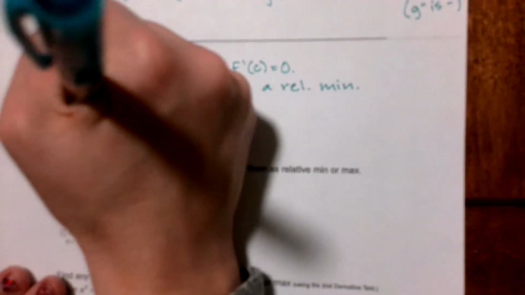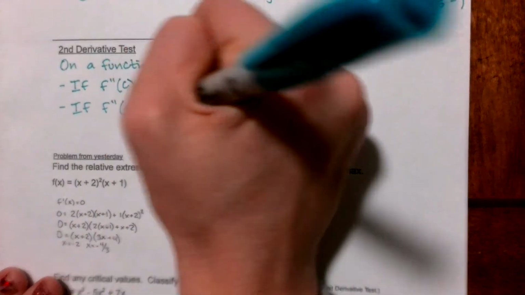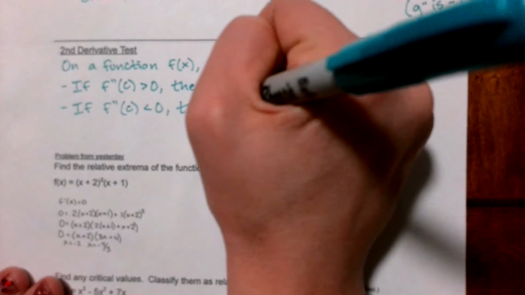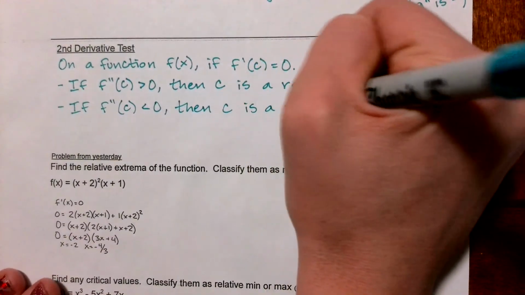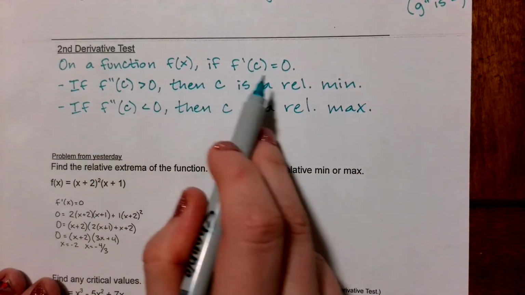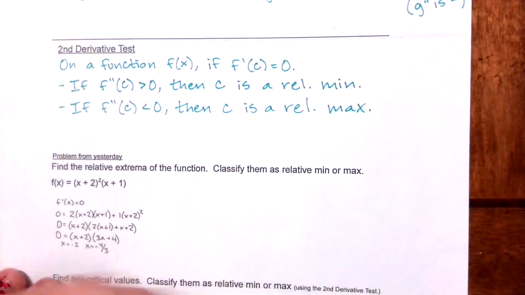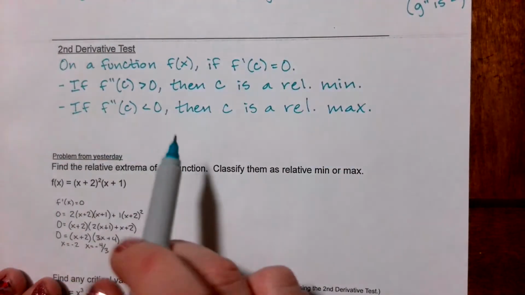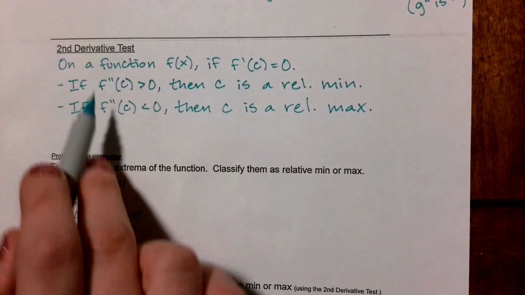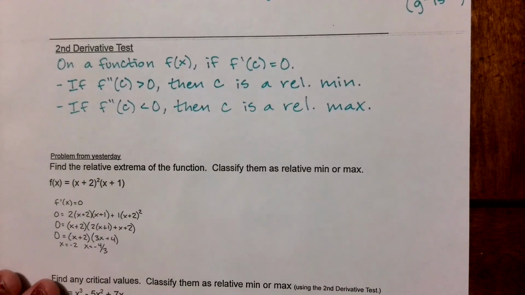The opposite is also true. If f double prime of c is less than 0, then c is a relative max. So again, we're saying if we've got a slope of 0 and our concavity is concave down, then it has to be a relative max. This is not a great picture, I'm sorry. You know what I'm trying to do. Our concavity is concave down, it has to be a relative max.